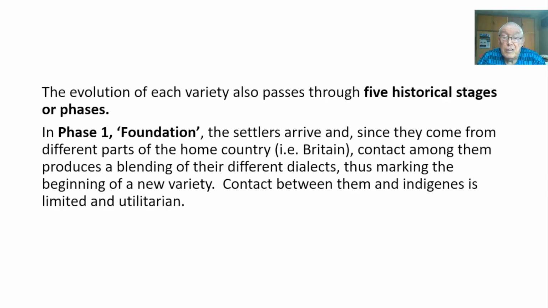The evolution of each variety also passes through five historical stages or phases. In phase one, foundation, the settlers arrive, and since they come from different parts of the home country, that is Britain, contact among them produces a blending of their different dialects, thus marking the beginning of a new variety. Contact between them and indigenes is limited and utilitarian.